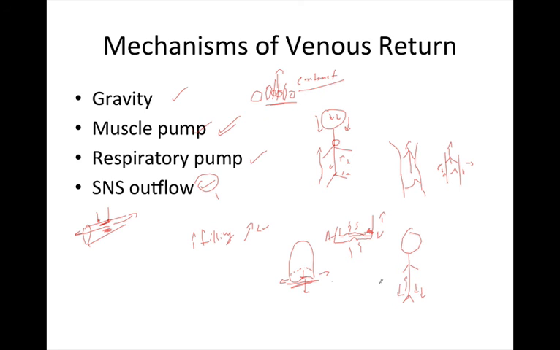Now, that's why if you stand for long periods of time and then all of a sudden you start walking around, you might get a little lightheaded because your blood volume just dropped a little bit. And then as you start walking around and you get that muscle pump going, you'll recover from this quickly, but that's why you get a little lightheaded after standing for long periods of time and then you start moving around. It doesn't always happen, but it can happen.